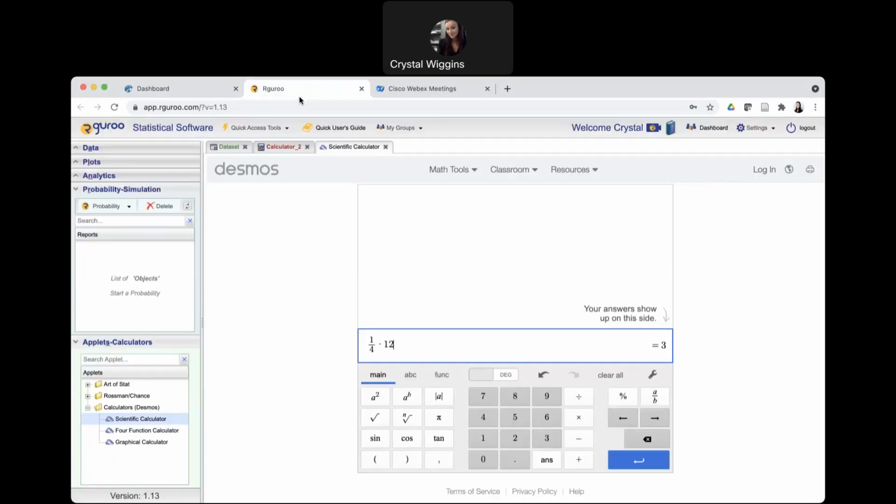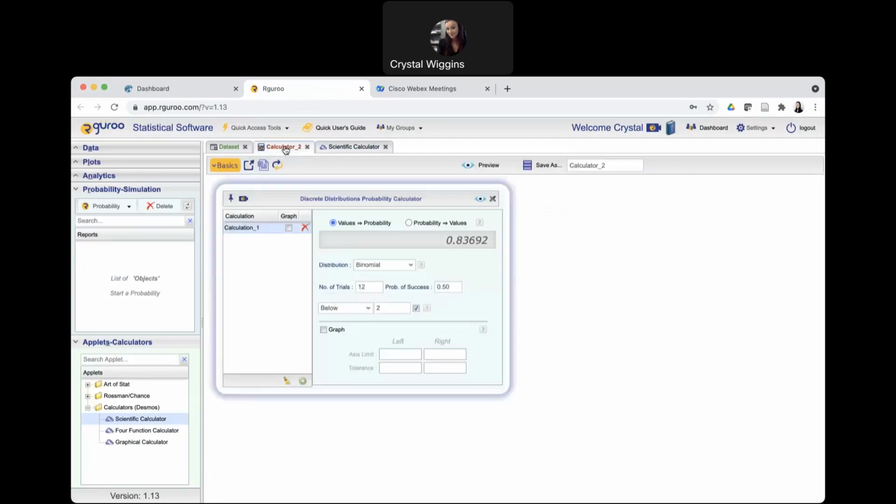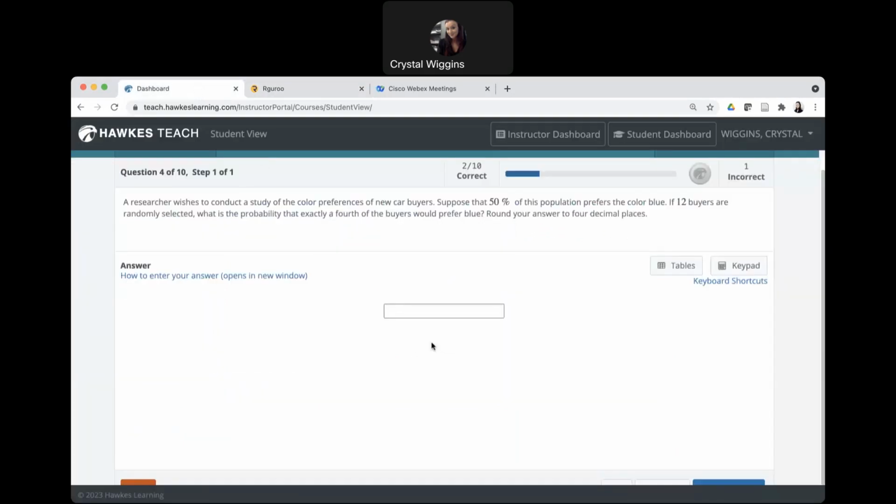Okay, so we're coming back to our Rguroo. Notice again, these tabs tell me what I've done so far. I'm going to come back to my calculator and select the equal to 3 and hit my eyeball. Okay, so my probability is 0.0537.